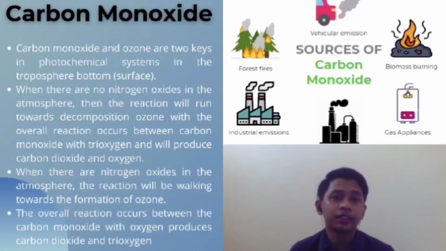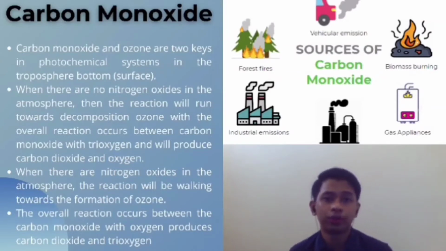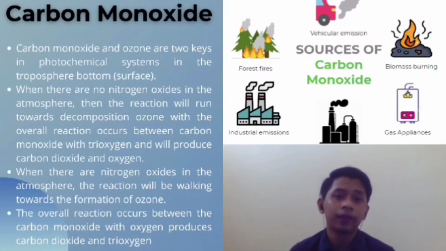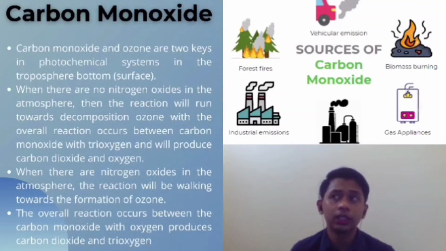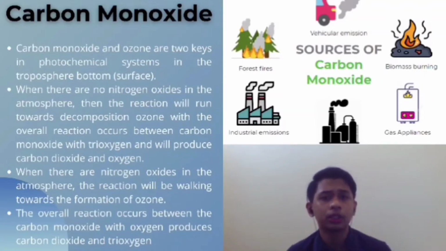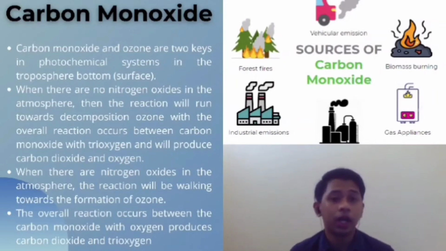Alright, lastly, carbon monoxide from the combustion of fossil fuels is one of the causes of ozone pollution. Carbon monoxide is one of the ozone formers that are very influential in the process of ozone formation in the atmosphere. Carbon monoxide and ozone are the two keys in the photochemical system in the bottom of the atmosphere, which is the surface. About 70% of chemical oxygen in the atmosphere reacts with carbon monoxide. And carbon monoxide reacts with the hydrogen radical in the atmosphere. Hydrogen radical plays a major role as an atmospheric cleaning agent to remove air pollutants or greenhouse gases, especially methane, from the atmosphere.